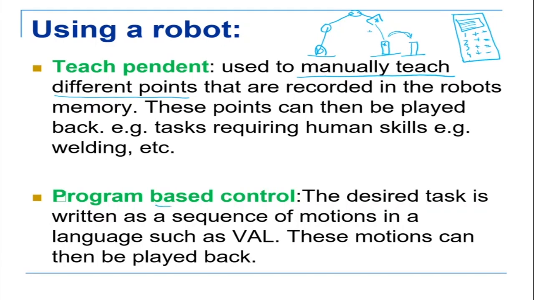The other is program-based control. So the desired task is written as a sequence of motions in a language such as VAL. This is like a computer program, C language or Fortran language, you're familiar with that. So this is a computer program in which the desired task is written as a sequence of motions, and these motions can then be played back like a normal program. In industrial applications, normally it will be program controlled because it is interfacing with so many other machines, and it is doing complicated tasks.